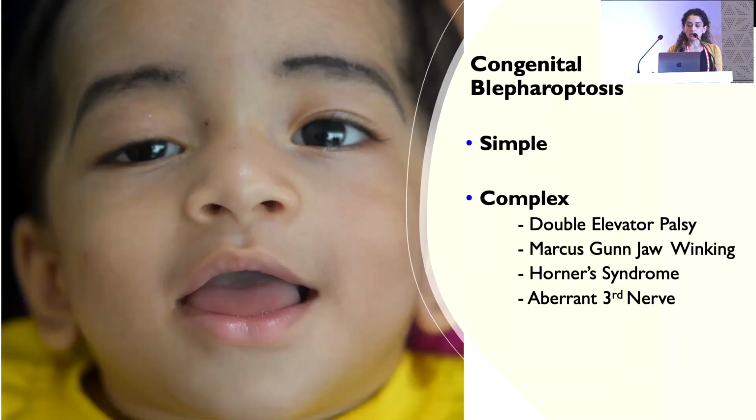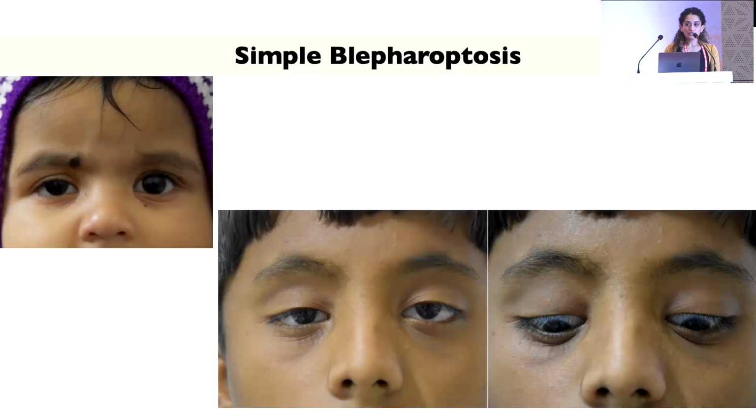Now, when we talk specifically about congenital blepharoptosis, first is the classification. It's classified as simple, just a ptosis, and then you have a complex blepharoptosis, which could be associated with double elevator palsy or a monocular elevation deficit, Marcus Gunn jaw-winking phenomenon, Horner's syndrome, or aberrant third nerve. Now, what you see here is a very cute chubby baby with a unilateral simple ptosis. Here you have a bilateral simple ptosis.